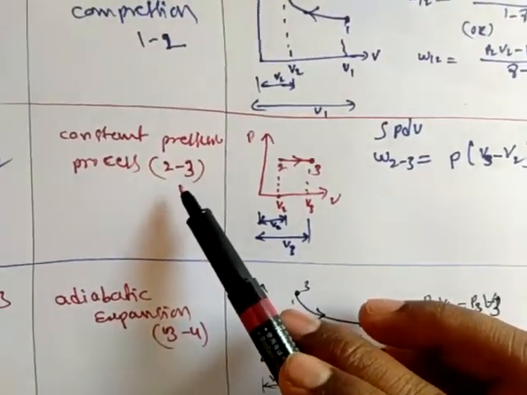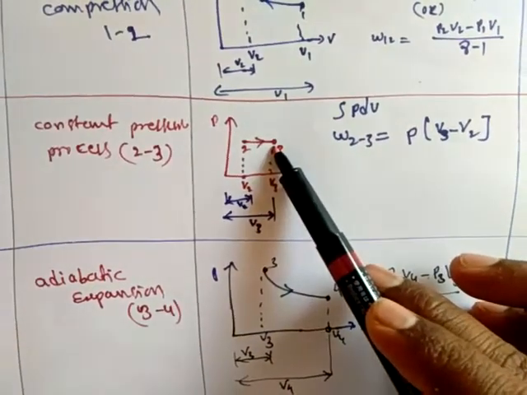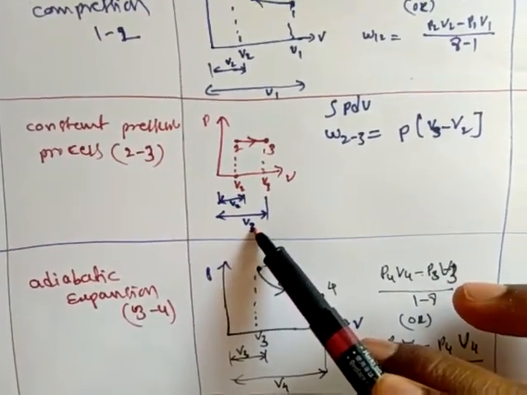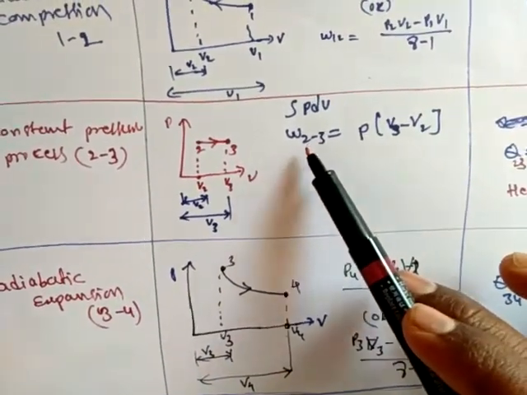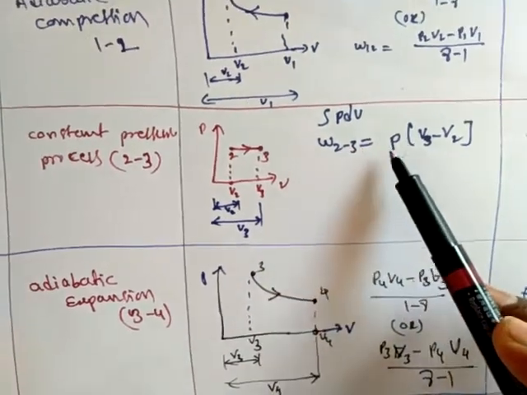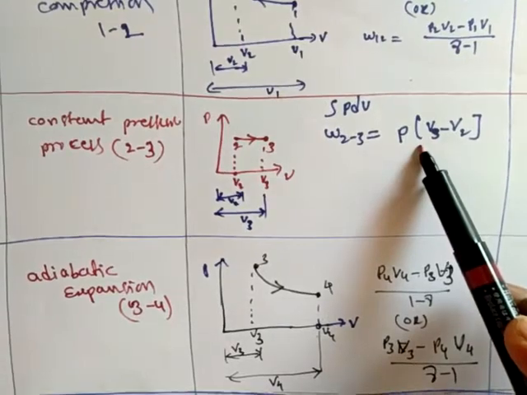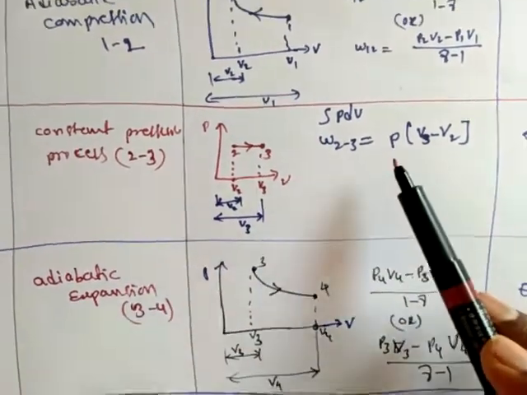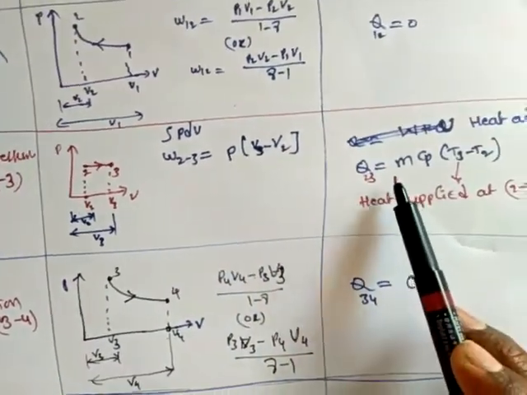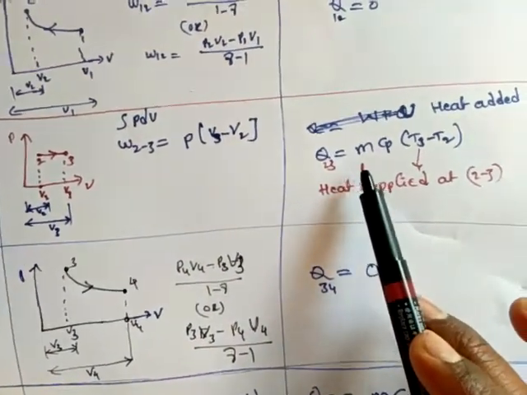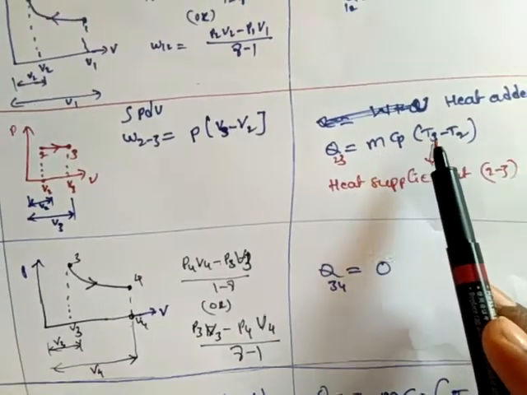And coming to the second process, the constant pressure process, that is 2 to 3. So this is the 2 to 3 PV diagram. If you observe the volumes V3 and V2, V3 is higher than V2. That's why the total work transfer in the constant pressure process is equal to P into (V3 minus V2). We have already derived this equation in the first unit for the constant pressure process. Once again see that derivation. So here P into (V3 minus V2). Next, the total heat transfer in the constant pressure process, Q, is equal to m Cp (T3 minus T2).